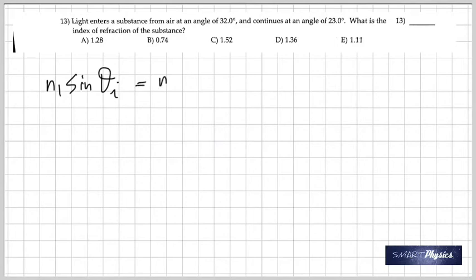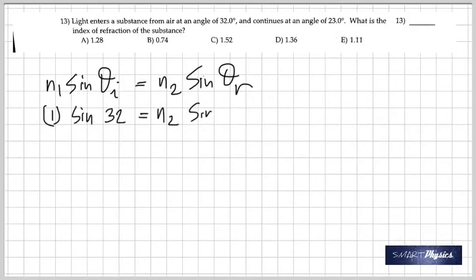The angle of incidence is given, the angle of refraction is given. It's quite a simple thing. Apply Snell's law and find the index of refraction, which is N2.